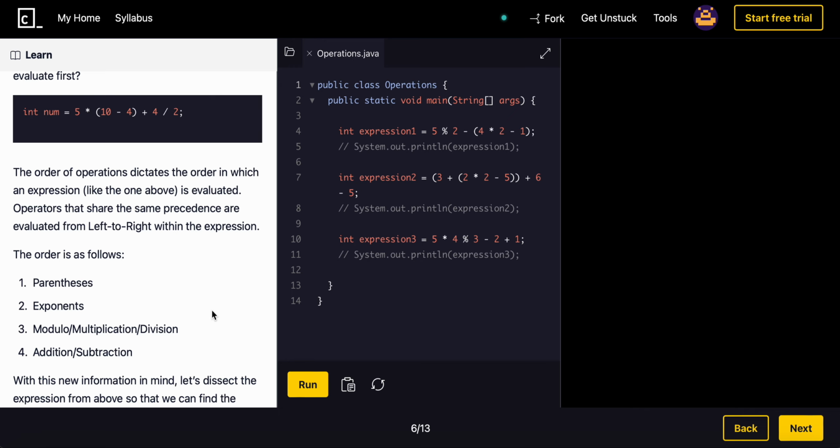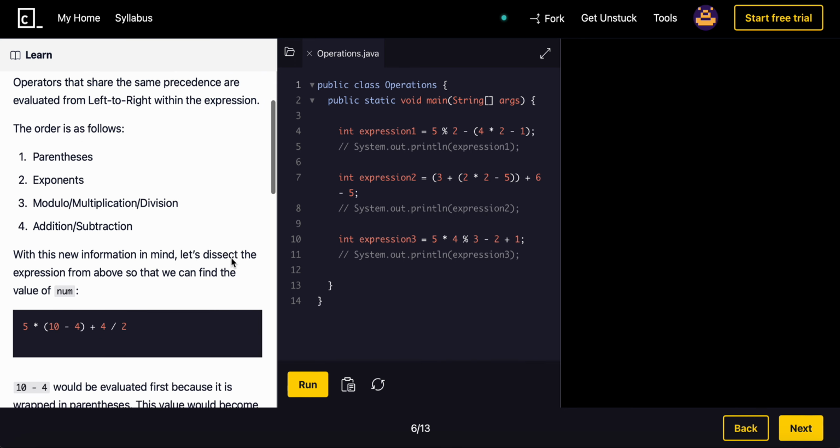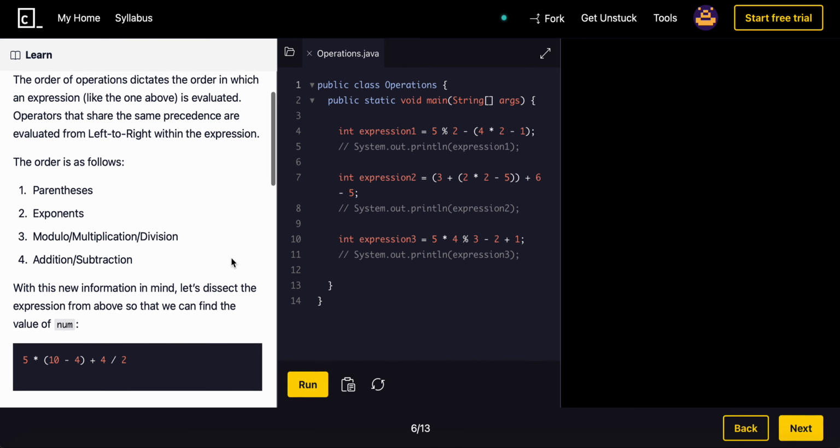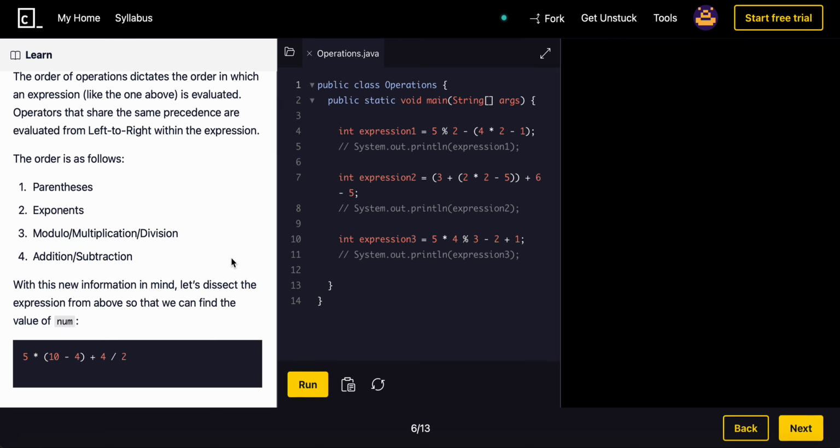You've probably heard of PEMDAS, which is parentheses, exponents, multiplication, division, addition and subtraction. So this is PEM with two M's, DOS basically. It's the same thing as in real life, the only exception being the modulo, having the same precedence as multiplication and division, which I don't think should trip you up at all. Now, with this information in mind, let's dissect the expression above so that we can find the value of num.